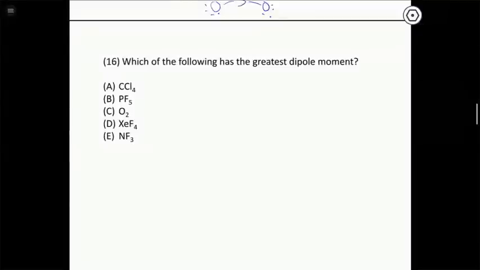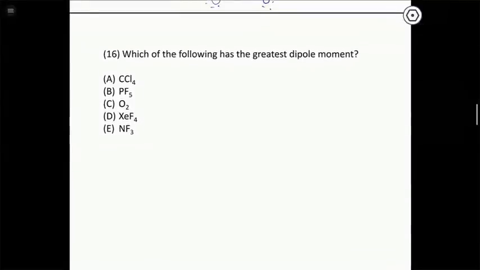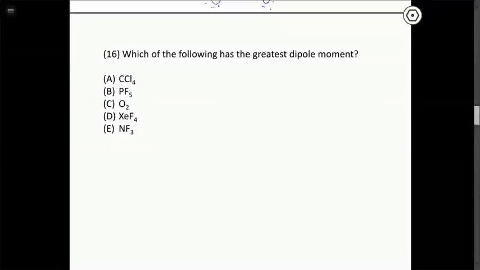Okay, number 16. Which of the following has the greatest dipole moment? Okay, so we're talking about polarity here. Anytime we see the word dipole moment, anything that has a dipole moment is considered polar. So if we're looking for the greatest dipole moment, we're looking for the most polar.